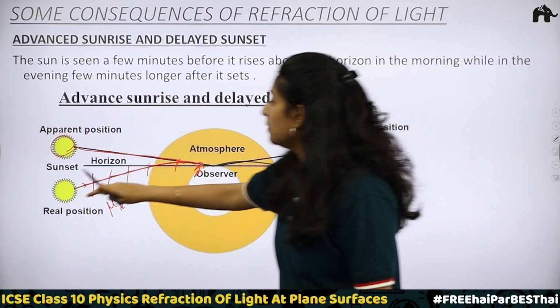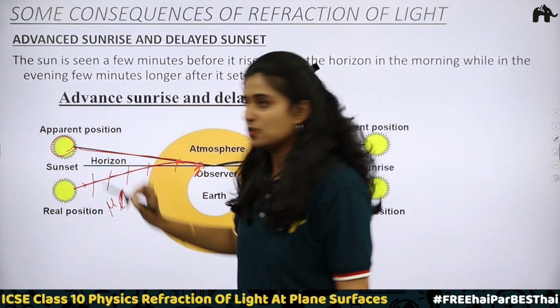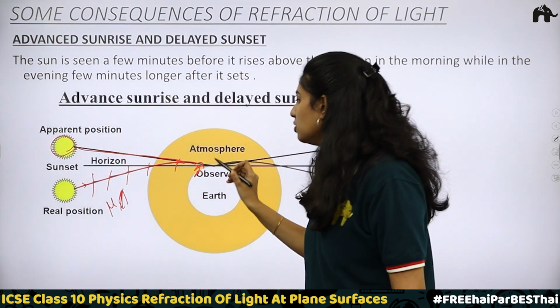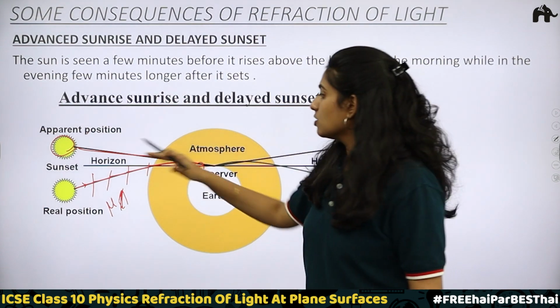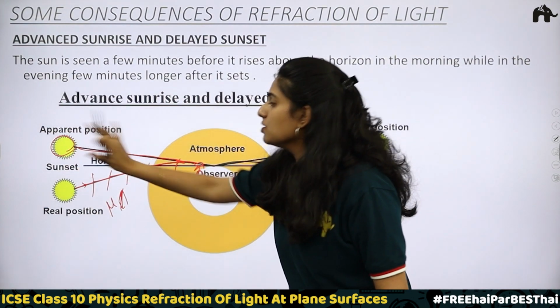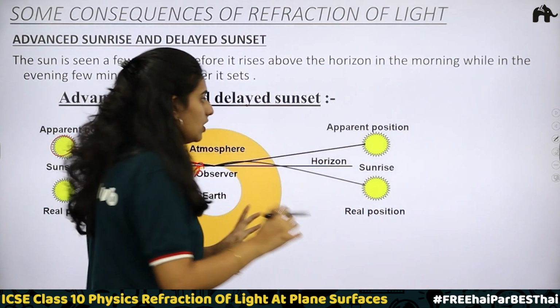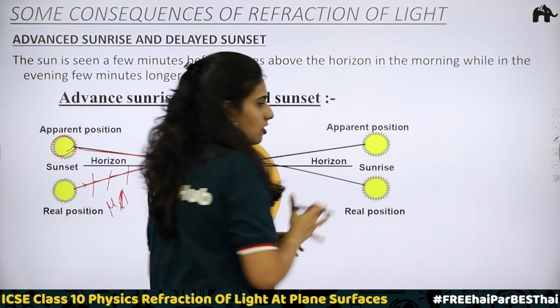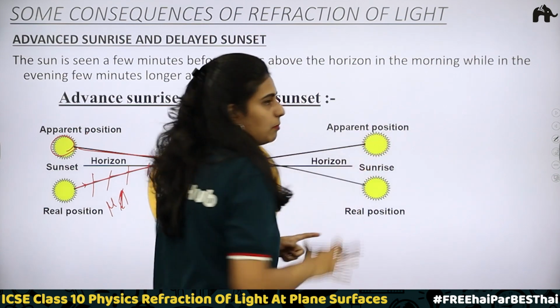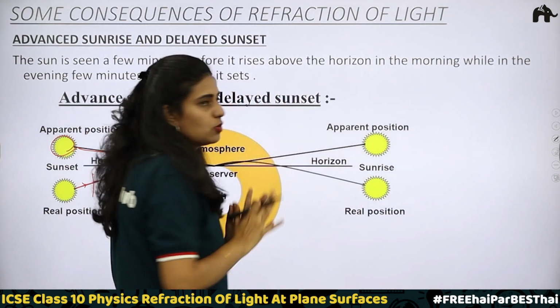What happens? The sun will be appearing at a new position, which is being viewed by the observer. So before the sunrise, we are able to see the sun. Same will be happening during the evening time. The sun would have crossed the horizon, but still the sun will be appearing. The reason is atmospheric refraction.